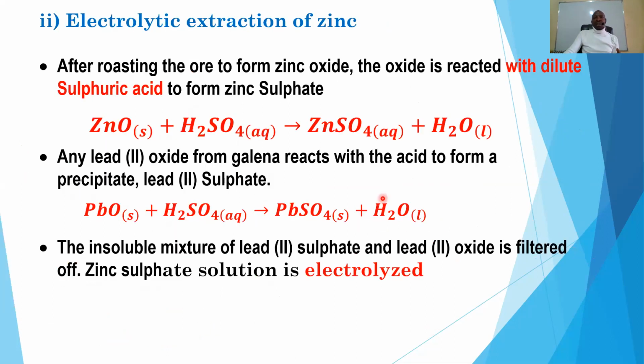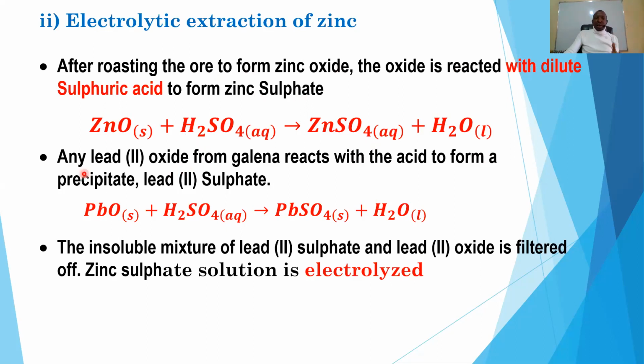Then we also have electrolytic extraction of zinc. After roasting the ore to form zinc oxide, you don't reduce it, but you carry out electrolysis. But first of all, the zinc oxide is reacted with dilute sulfuric acid to form zinc sulfate plus water. So now the zinc sulfate can be used for electrolysis.